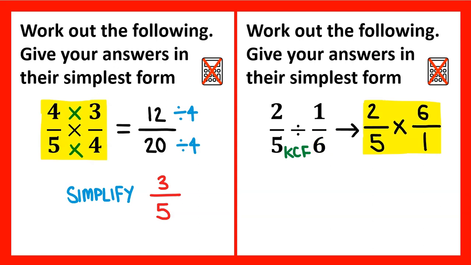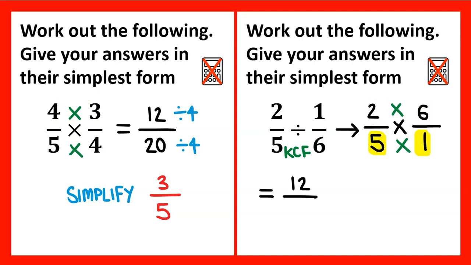Once in this format, the question becomes identical to how we tackled multiplying fractions. So we can multiply the numerators and multiply the denominators. 2 times 6 is 12, and 5 times 1 is 5. This can be simplified further by writing it as a mixed number. 5 goes into 12 twice, with a remainder of 2/5 left over.